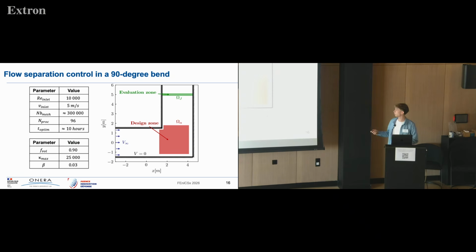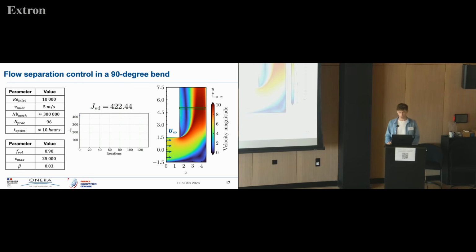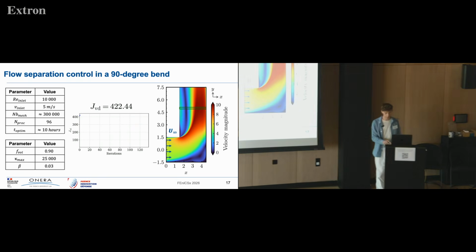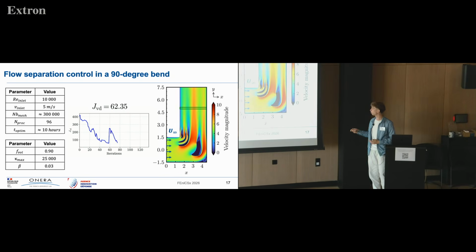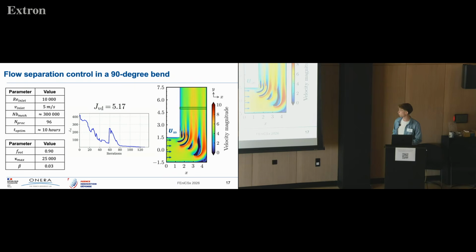So for that, we consider a flow at a Reynolds number of 10,000. We allow 3% of flip limit between fluid and solid at each iteration, and 80% of fluid is allowed in the design zone. So now I will show you an animation of the optimization process. So as you can see, the optimizer introduces a solid in the inner and outer region of the bend in order to suppress the flow separation.